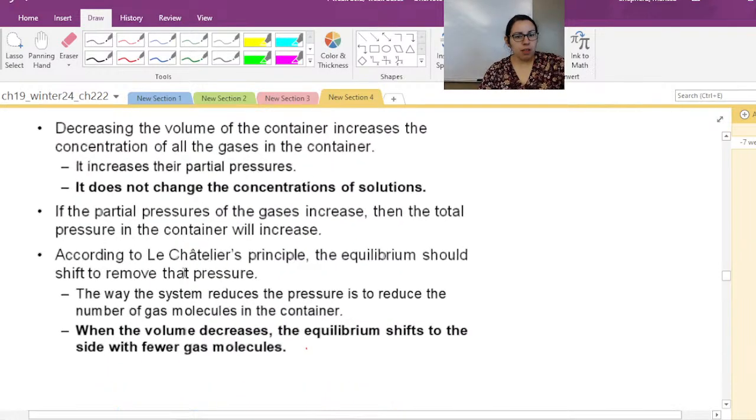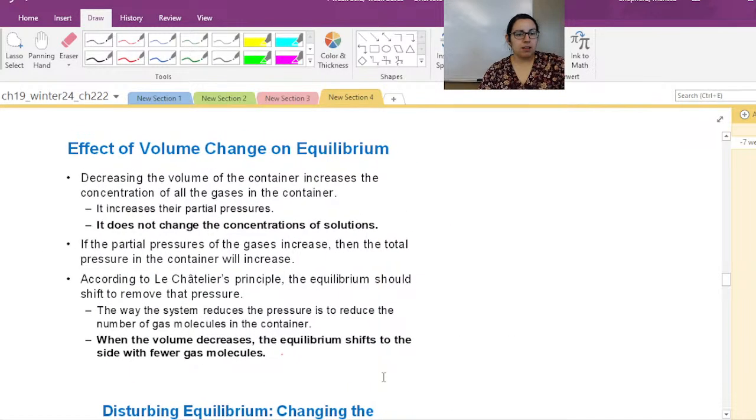And then, of course, volume can change the equilibrium for gases. So decreasing the volume of the container increases the concentration of the gases and increases our partial pressures. Just a reminder, this would not apply to solutions, since they're not compressible like gases are. And if our partial pressure of gases increases, then our total pressure increases.